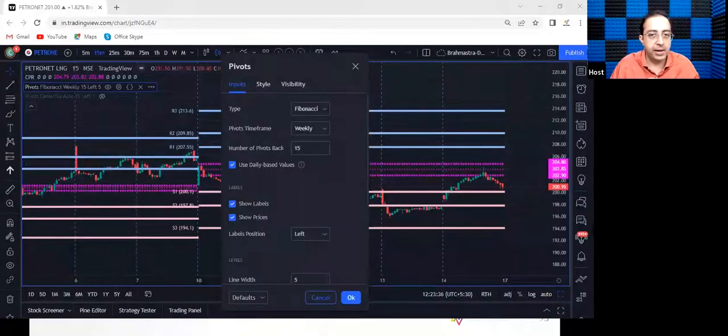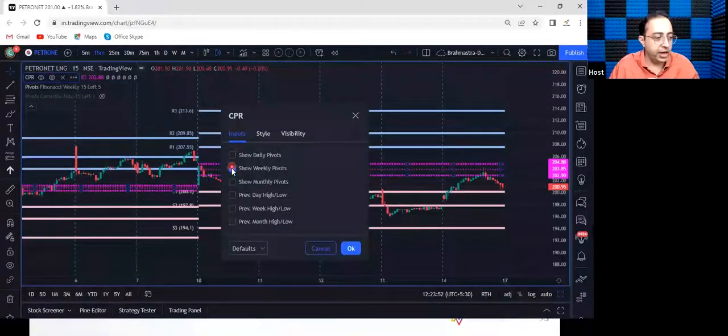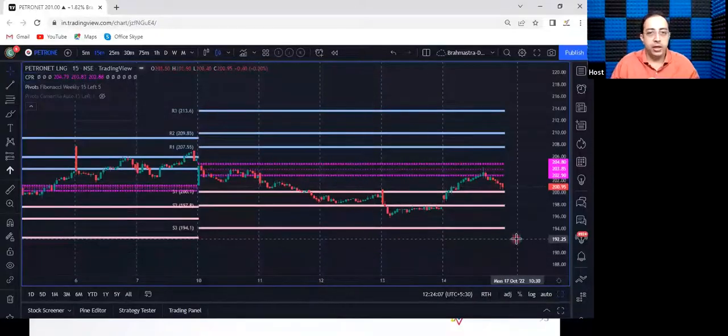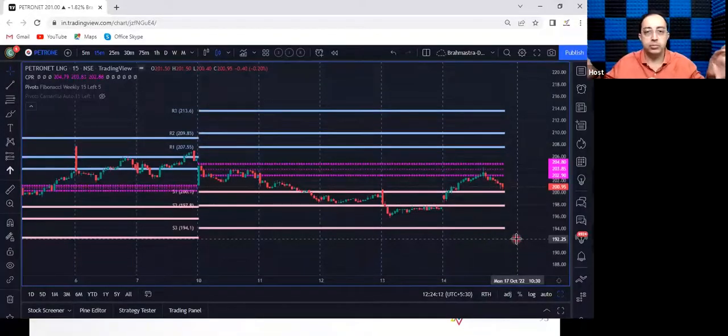Did everyone get till here? Can you all give me a confirmation? I have changed the setting to weekly. I have gone to my CPR. I have unchecked the daily and put on the weekly. Then I go to style and I checkbox the weekly TC, BC and pivot point. So if you see now, the entire CPR plus FIB structure is spread across the week.